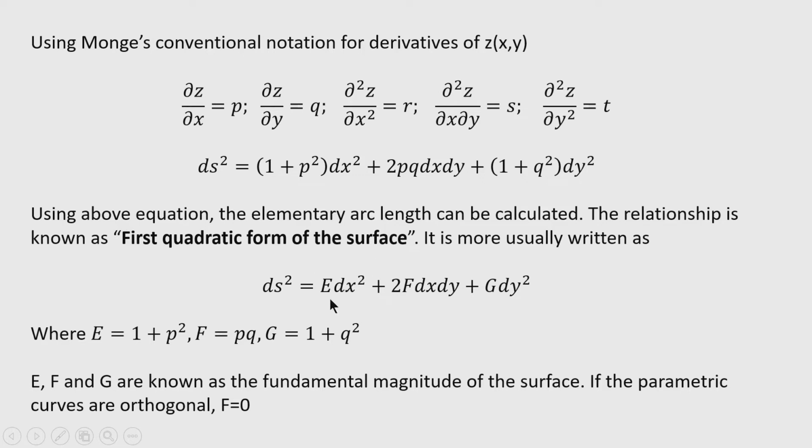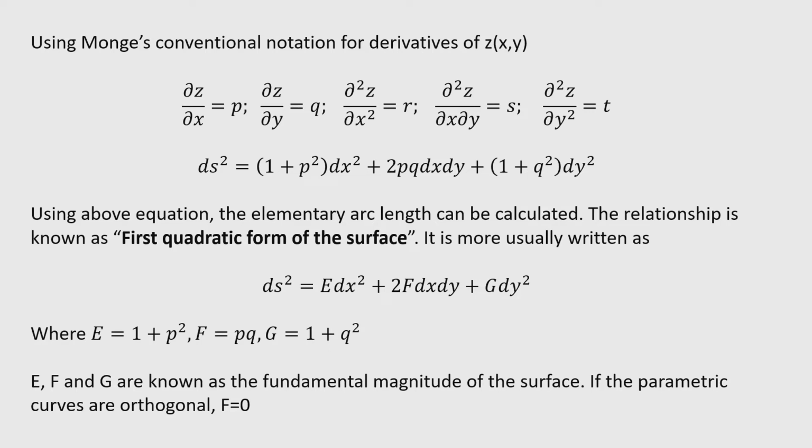So, ds square is written sometimes using certain notations, say E into dx square plus 2f dx dy plus g dy square, where E is 1 plus p square, f is equal to p q, g is equal to 1 plus q square. E, f, g are known as the fundamental magnitudes of the surface, and if the parametric curves are orthogonal, then we can see that f will be 0. So, defining a point on the curves, we can find the fundamental magnitudes of the surface.